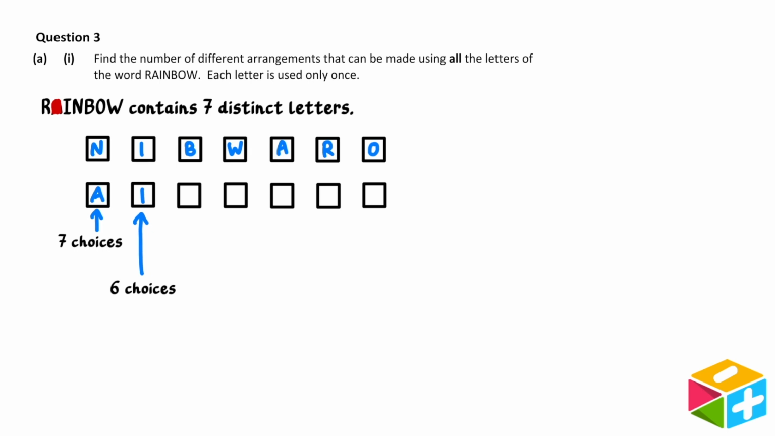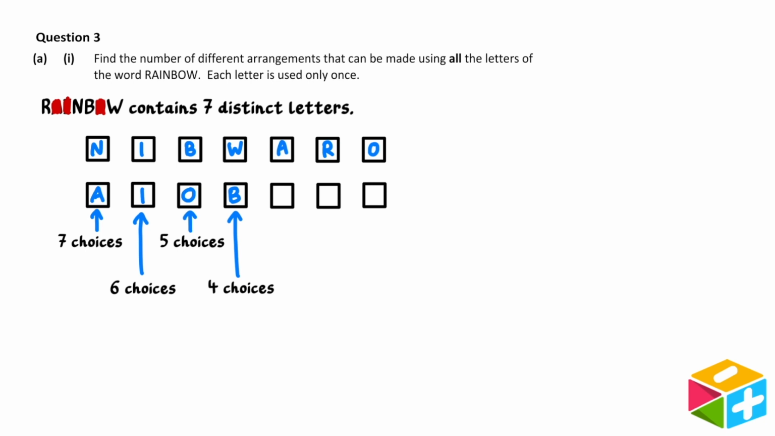Now, when it comes to the third box, both A and I have been ruled out. So there's 5 choices left. R, N, B, O, and W. As an example, let's say I fill this with an O. When we get to our fourth box, A, I, and O have all been ruled out. So there's only 4 choices left. As an example, let's fill this with a B.